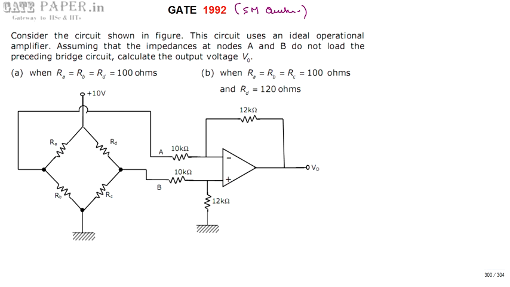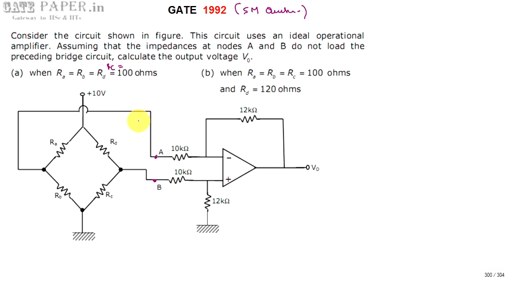Assume that the input impedance at node A and node B does not load the preceding bridge stage. Calculate the output voltage V0 when RA, RB, RC and RD are... a small mistake, the RC value is also 100 ohms. RA, RB, RC, RD are all 100 ohms. And if RA, RB, RC are 100 and RD is 120 ohms, what will be the output voltage? That we are going to calculate.